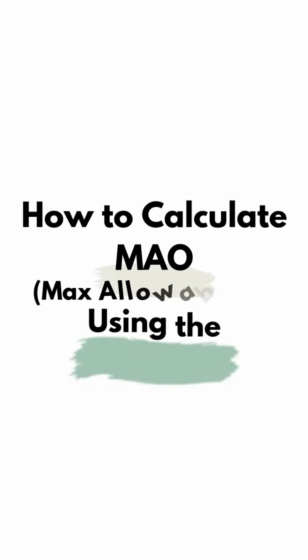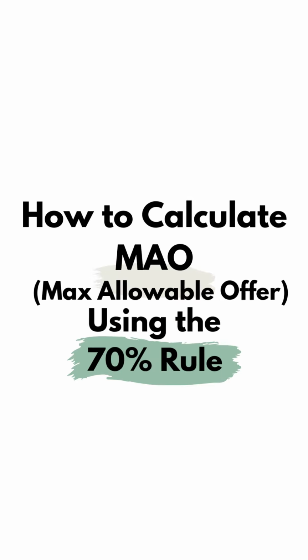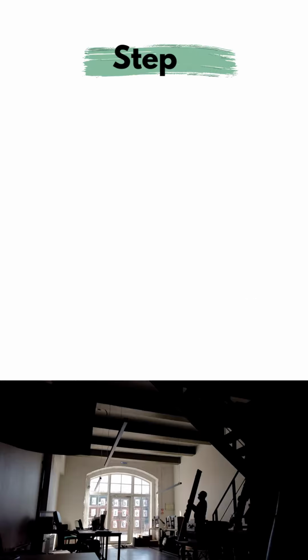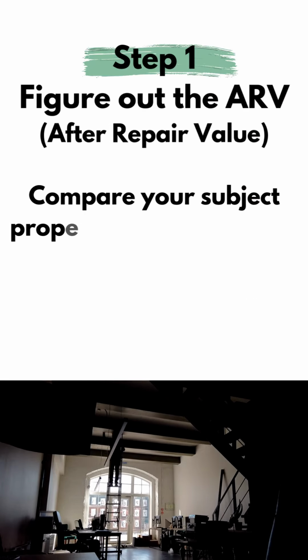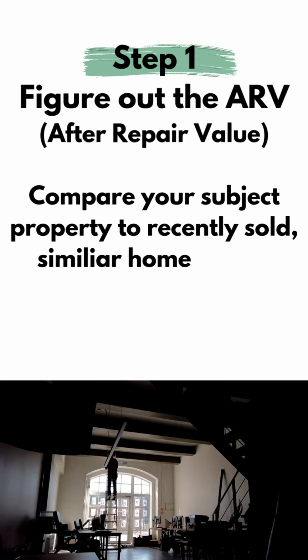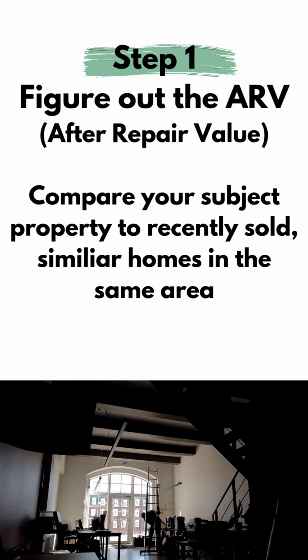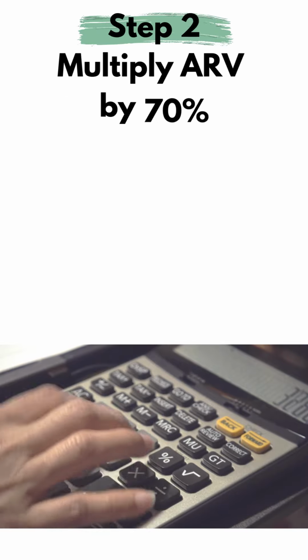How to calculate max allowable offer using the 70% rule. Step 1 is to figure out the ARV, which is the after repair value. You're going to want to compare your subject property to recently sold similar homes in the same area. Step 2 is to multiply the ARV by 70%.